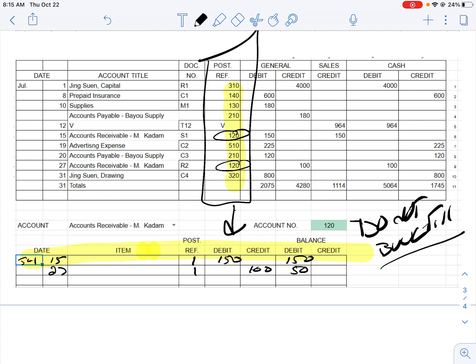Once the ledger is filled out, the last step is then to take that number and put it in the post reference column. Make sure that is your last step. Do not bulk fill and make it your first step. You will get lost, it will be frustrating, and you will have a real hard time with this.